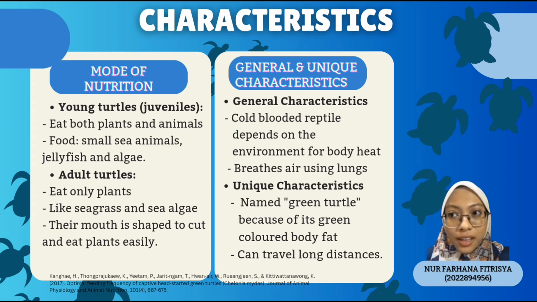Then, we look at some unique characteristics. This turtle is called the green turtle not because of its shell, but because of the green fat inside its body. This green fat comes from its plant-based diet. Another special thing is that Chelonia mydas can travel very long distances across the ocean. It can swim thousands of kilometers to go back to the same beach where it was born to lay eggs.